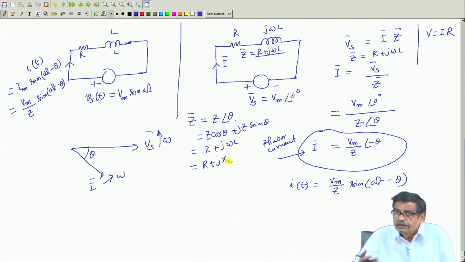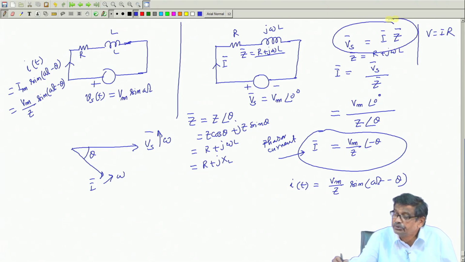You do not have to write down the differential equation anymore. Those days are over. After knowing this, the voltage phasor and current phasor, this ratio is a constant complex number decided by the circuit parameters. If I knew this relationship, I should now do like this: supply voltage is known, Z bar is known, get I bar.